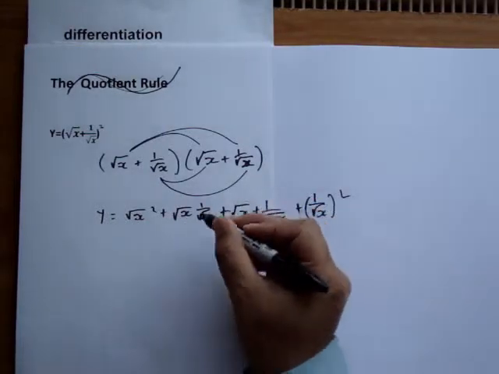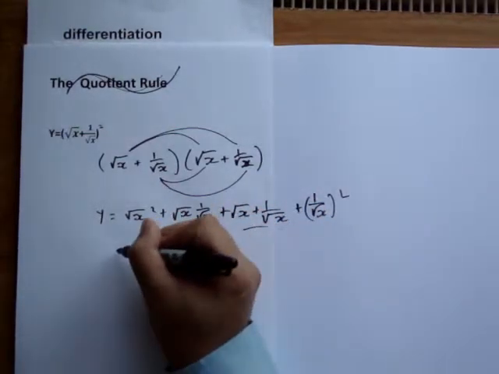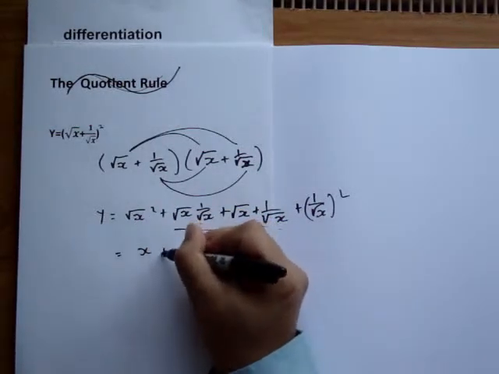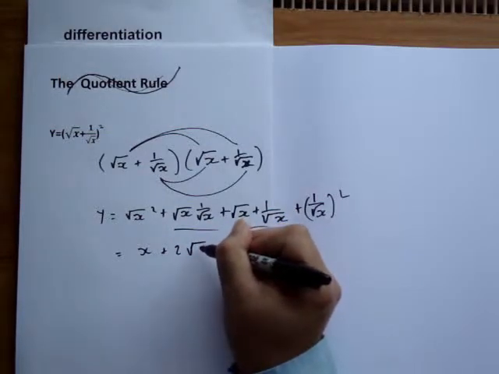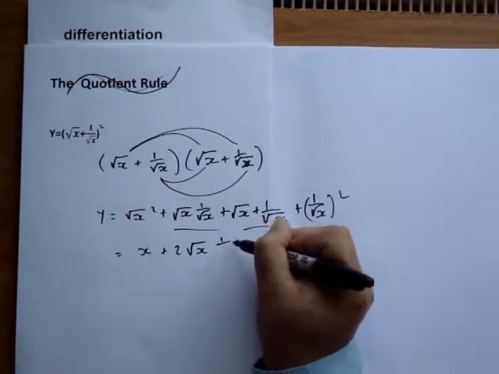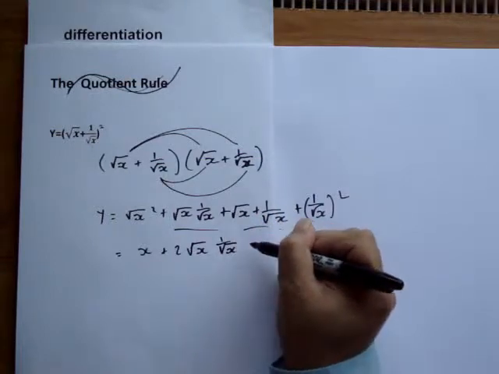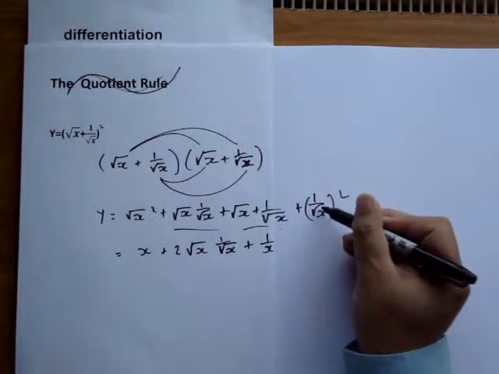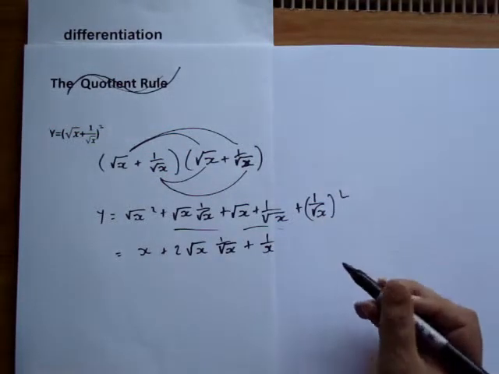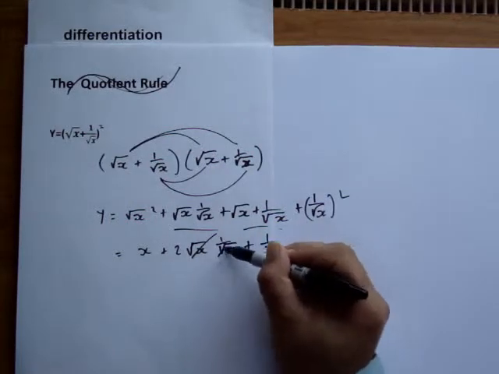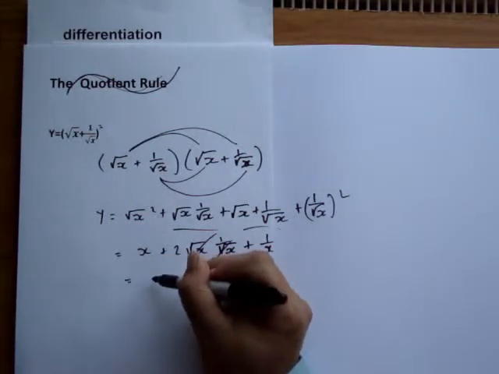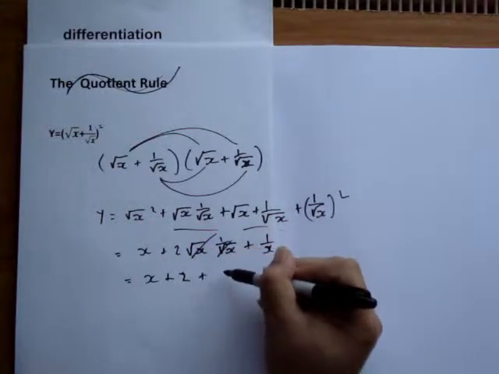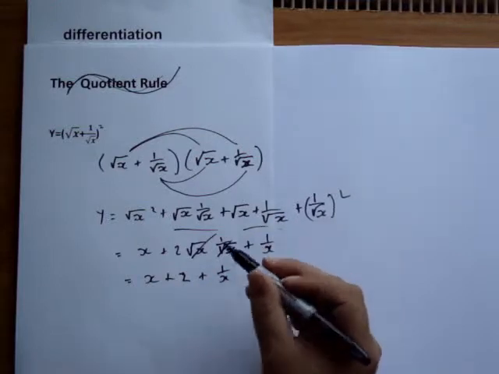Now when we combine the like terms, we get x, since square root of x squared is x, plus 2 times square root of x times 1 over square root of x, plus 1 over x. When we square 1 over square root of x, it is 1 over x. Now this cancels this out, and we get x plus 2 plus 1 over x.